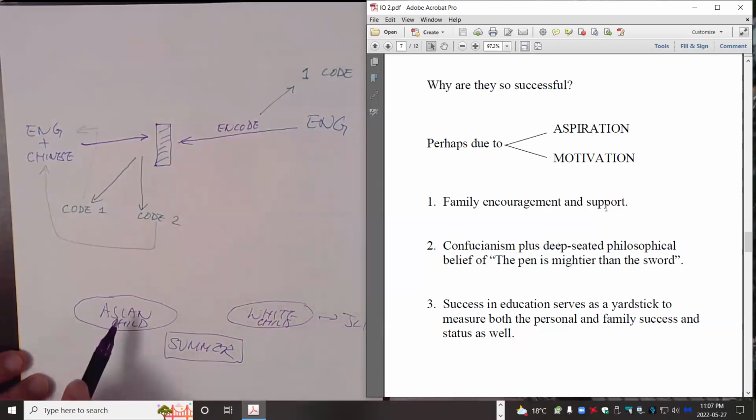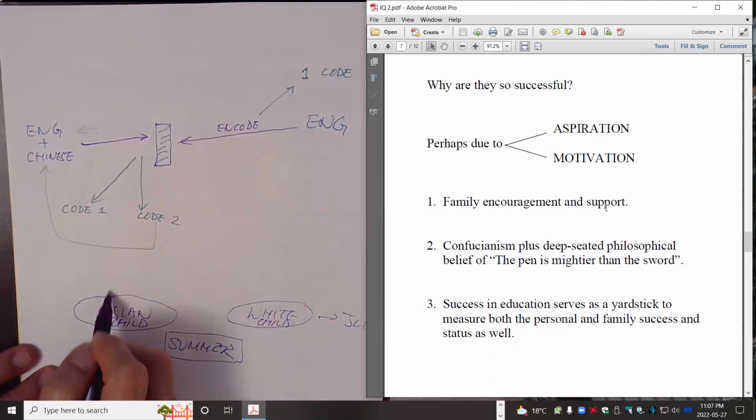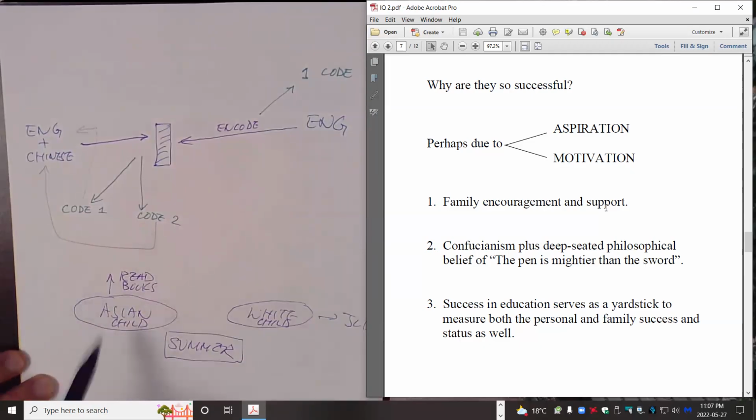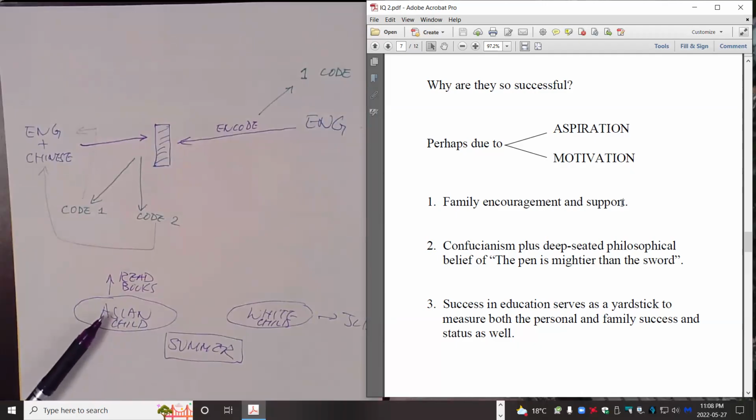Here, in the Asian family, the likelihood is no. Don't get a job. Why don't you read more books? I will pay you for whatever you would have earned in the summer. That type of support. So of course these kids, summer after summer after summer, realize the importance of being successful in school, what that means to the future.